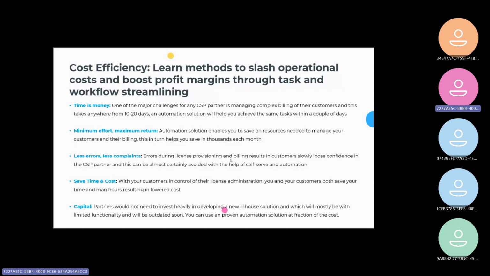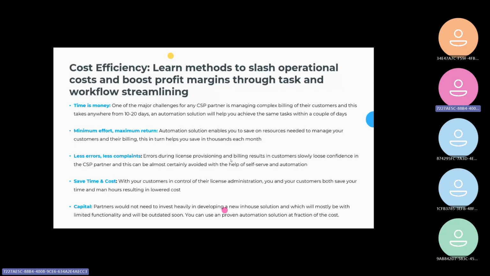So how exactly will an automation solution be cost efficient? We'll try to understand how you can reduce your operational cost overall, and how you will also be able to boost your profit margins when you streamline your tasks and workflows. The first thing that always comes to mind is, for any business, time is money, irrespective of whether this is something you are billing to your clients or your employees are billing hours to you. Time is always money.